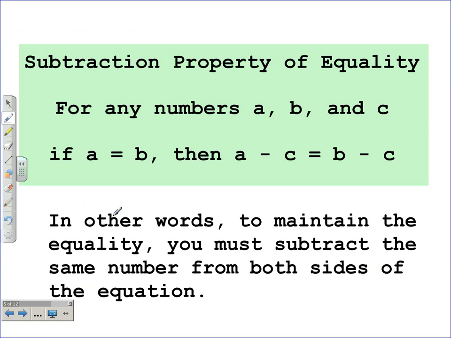The subtraction property of equality reads: for any numbers a, b, and c, if a is equal to b, then a minus c is equal to b minus c. In other words, we must maintain equality by subtracting the same number from both sides. That's how we use the subtraction property, very similar to the addition property.